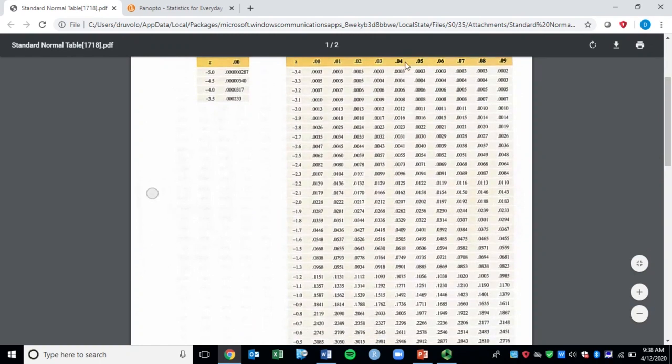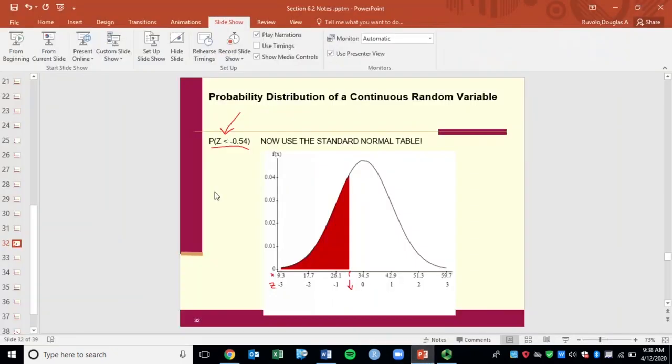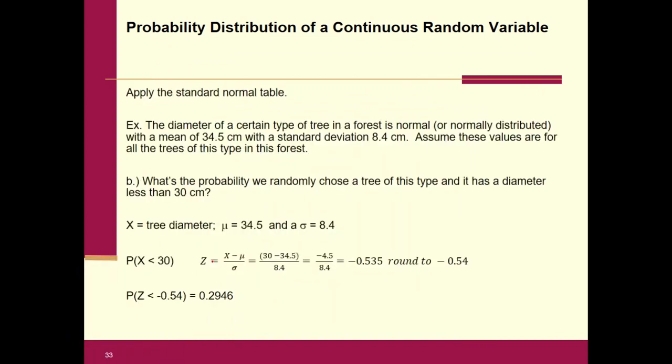There we go. Just makes it in my screen. So here's a negative 0.5. Here's 4. I got here 0.2946. 0.2946, and there's our answer. That's all. 0.2946 would be our answer.